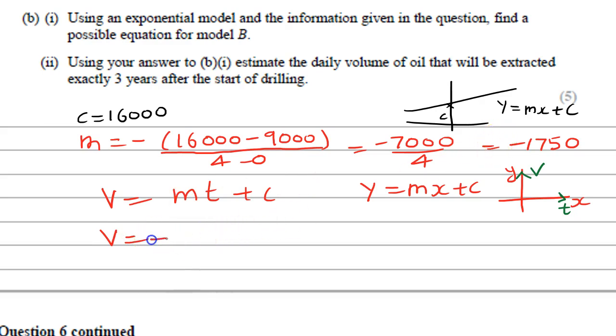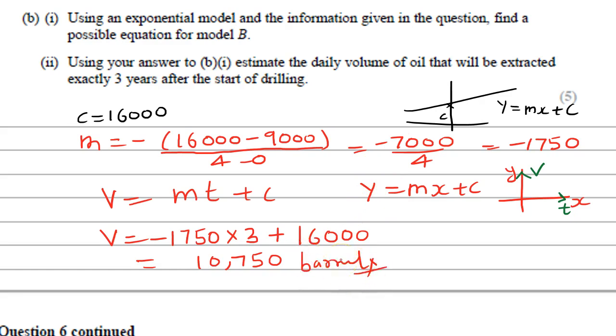We have calculated minus 1750 times t. T is 3 years. They are saying after 3 years, so it is 3, and c will be 16,000. If you put all these values, let me put it in a calculator: minus 1750 times 3 plus 16,000. So it is coming 10,750. So that's your first part. This much volume should be extracted, and it is in barrels.